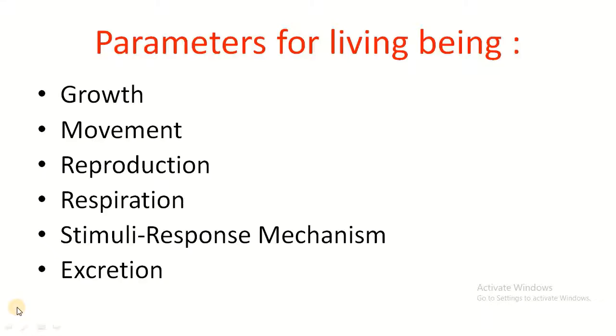There are some parameters for living beings. For labeling something as a living being, these 6 parameters have to be fulfilled. These are growth, movement, reproduction, respiration, stimuli response mechanism, excretion. If plants can fulfill these 6 parameters, then we can call plants living beings. So let us check now one by one.